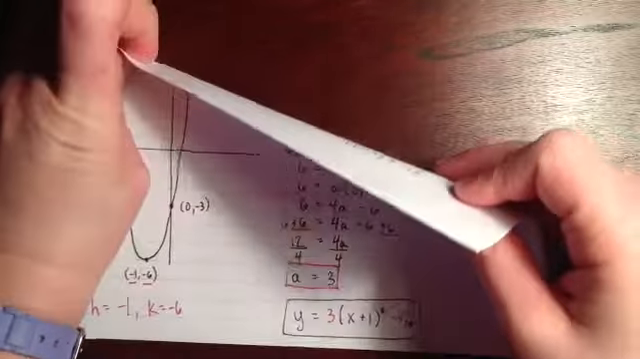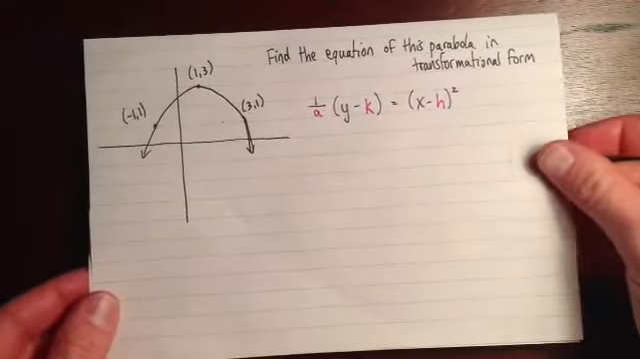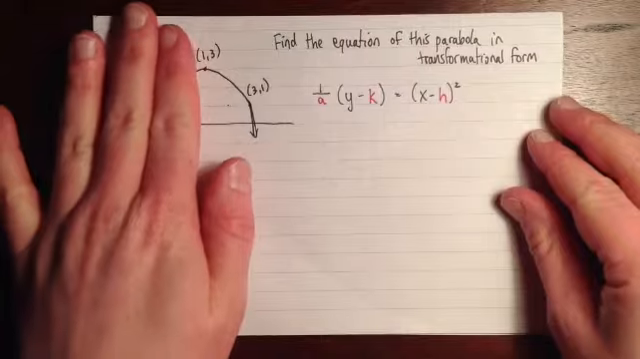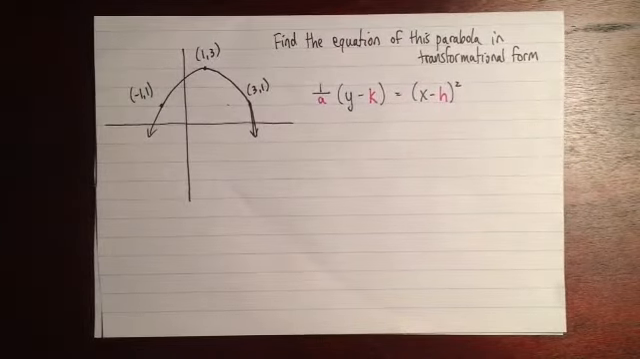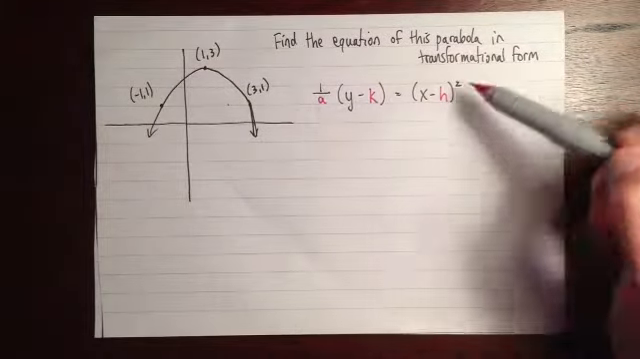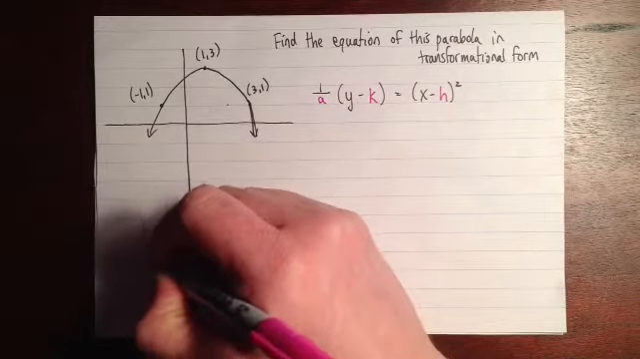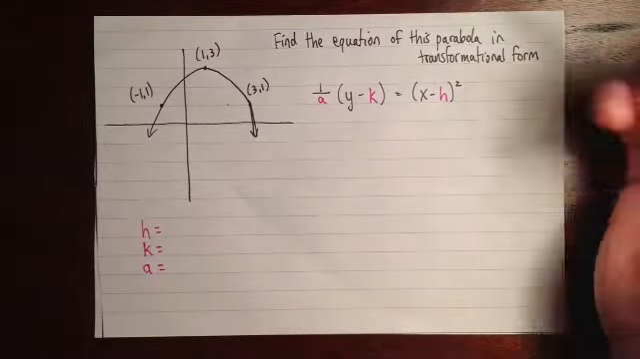It's going to be this guy here. Get that just in the right place. Okay. So we want to find the equation of this parabola in transformational form. Okay, and then you should have this memorized, but I wrote it down again to save time. So, what are the values of h and k?